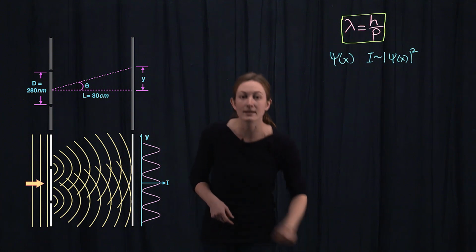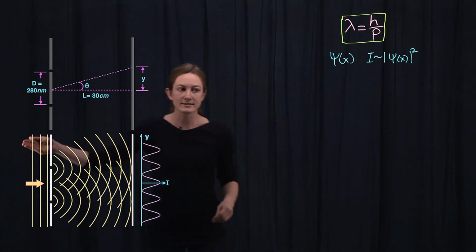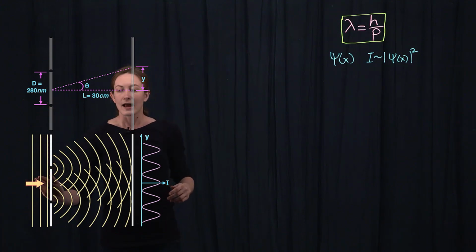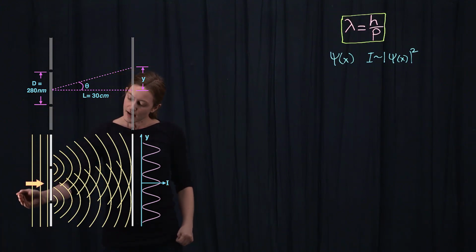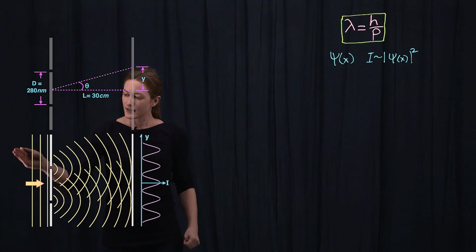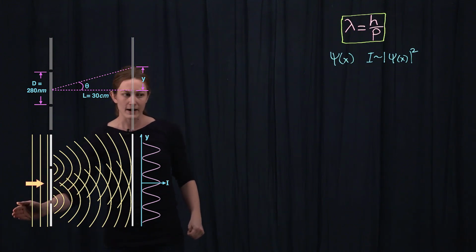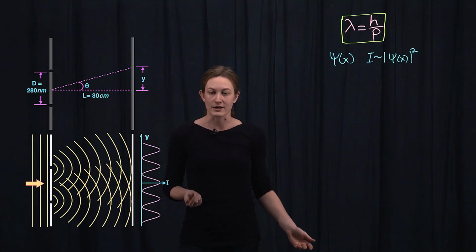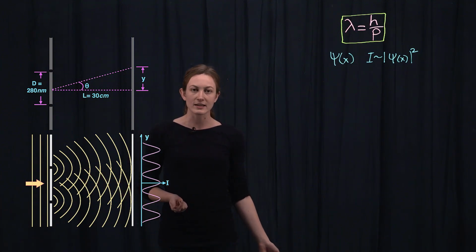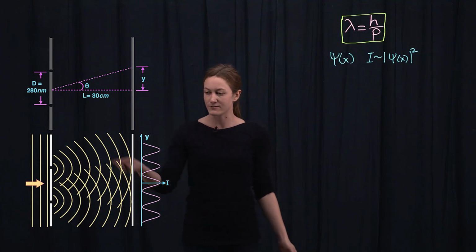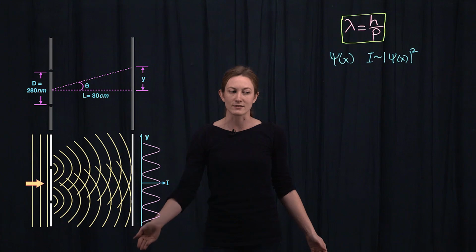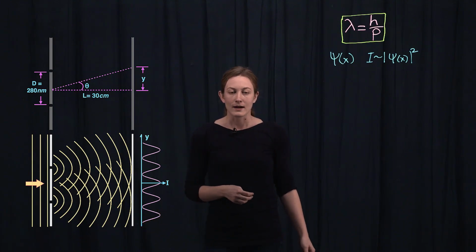So in our setup here, the incident electron is described as a plane wave incident on the screen, and then it diffracts at the slits, and circular waves spread out from the slits. These waves interfere with each other, in some places constructively and in some places destructively. We've schematically sketched that pattern of constructive and destructive interference here.